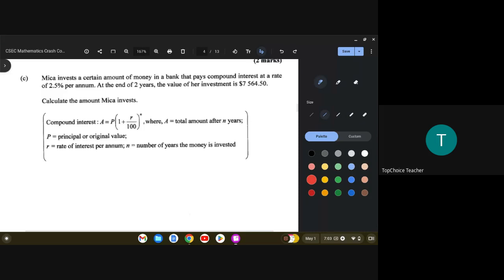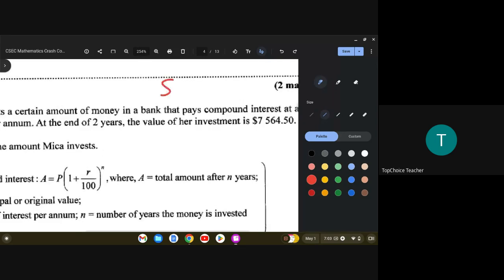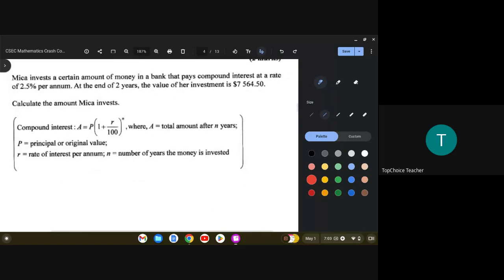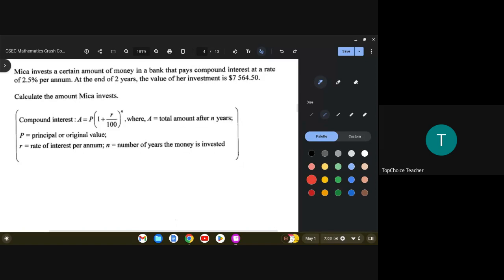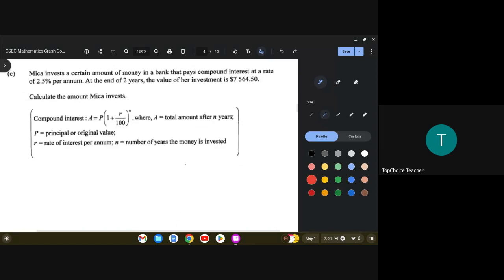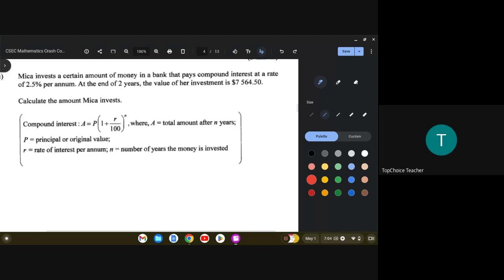It is a consumer arithmetic, but this is a compound interest question. Students tend to understand how to do simple interest, but they tend to forget how to do compound interest. So let's quickly look at a compound interest question to change it up a little bit. In this compound interest question, we have this person, and they went to the bank and they invest some money. And the bank pays compound interest at a rate of 2.5% per annum.